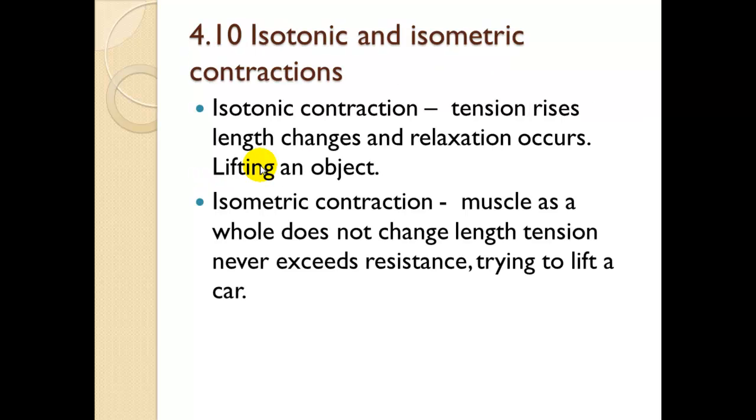Isotonic and isometric contractions. An isotonic contraction: tension rises, length changes, and relaxation occurs. This is lifting an object, as an example. And then we have isometric contractions. The muscle as a whole does not change length. Tension never exceeds resistance, like trying to lift a car. An isometric contraction is where you have contraction, but the object never moved. The object was an immovable object, so you continue to push on it, but the muscle itself never actually extended out.